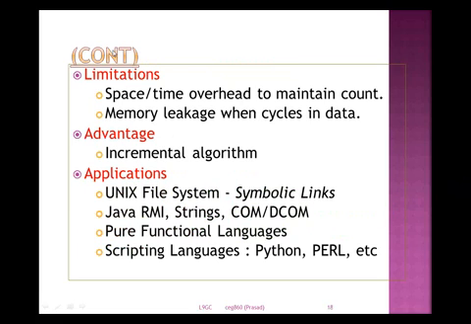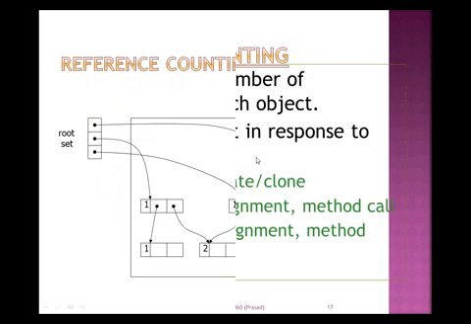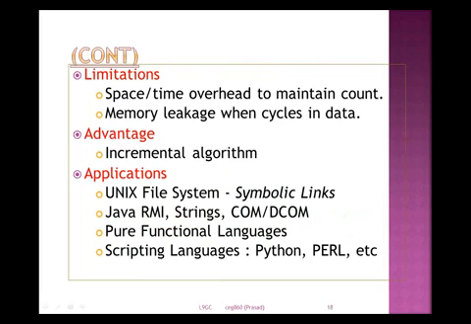Next, what are the limitations? That is the space and the time overhead to maintain the count. That is, it requires some more space and some more time, so it is very costly to maintain the count. Then memory leakage when there are cycles in data. Whenever there is a cycle like this one, there is sometimes memory leakage. So this is also a limitation.